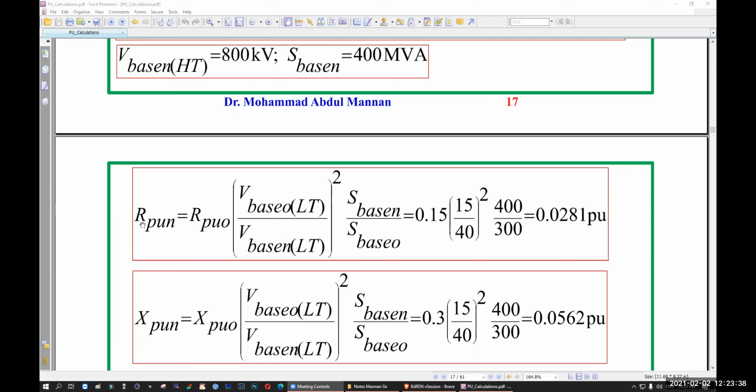Now your resistance per unit new will be resistance per unit old. Formula V old, V new. Which one? Low tension one, right?